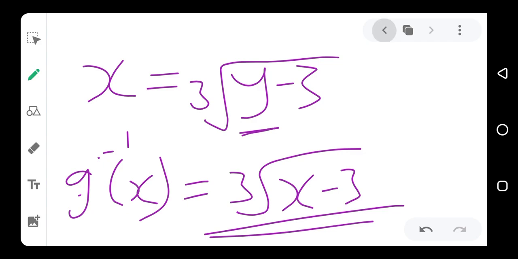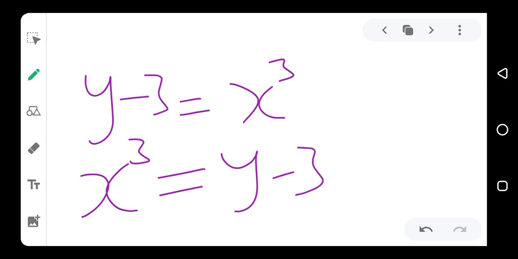Yeah, so this is basically how to solve inverse function in mapping, and I believe that these examples I have given have made it very clear for you.